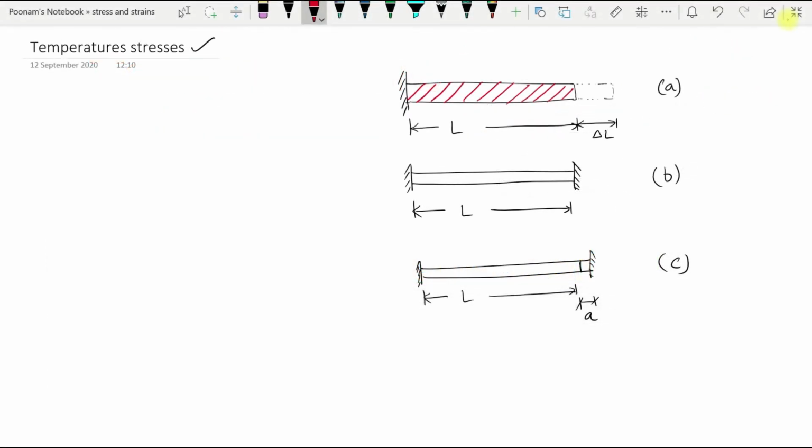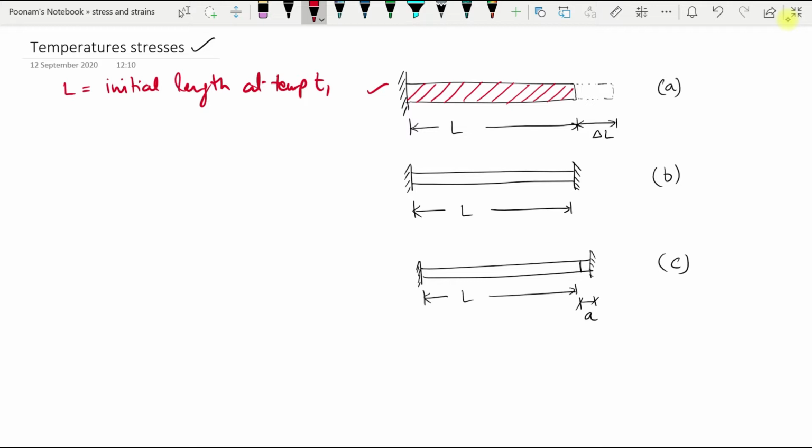For discussing the temperature stresses, let us consider a steel rod of length L as shown in figure A. So L is the initial length of the rod at temperature T1. Now if we raise the temperature of this metallic rod, this material is going to expand as shown here in the figure. The length will increase and this material will experience expansion.